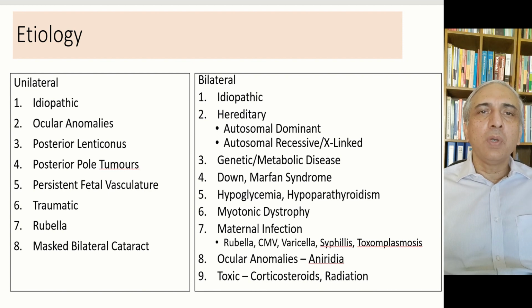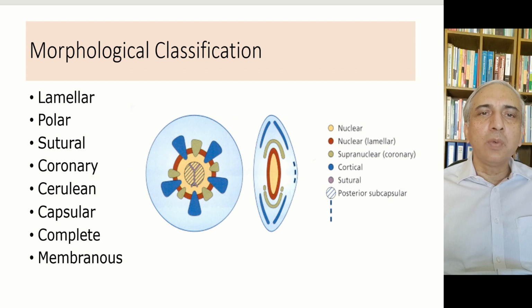Looking at where they're actually placed, it will depend on where or when the pathology originated. So it can be in one of the lamellae, as we've discussed before. It can be at the poles, anterior pole or posterior pole, and produce an anterior or posterior polar cataract. They can be a sutural cataract, which is not very visually significant, a coronary cataract around the nucleus in the cortex, a cerulean cataract, a capsular cataract, or a complete or membranous cataract. In a membranous cataract, the cortical matter is absorbed and you're just left with a membrane, and usually they're pretty tough to do surgery on.